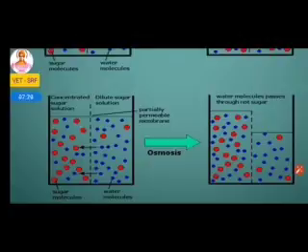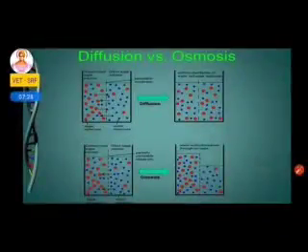So this is the difference between diffusion and osmosis. In diffusion the molecules move and maintain the equilibrium state, whereas in osmosis the water molecules alone move, and the sugar molecules do not move.